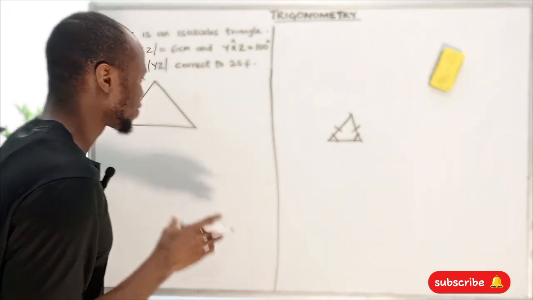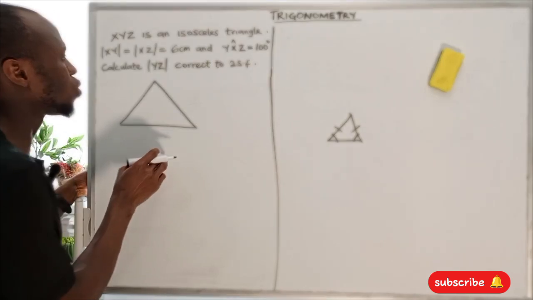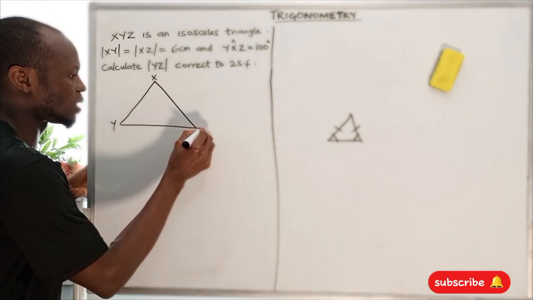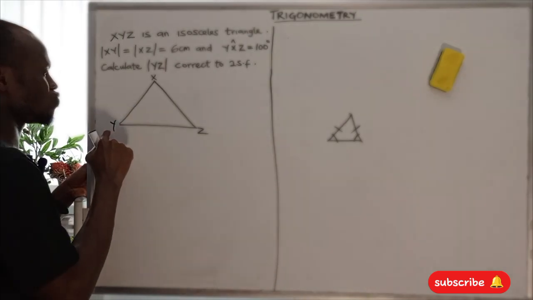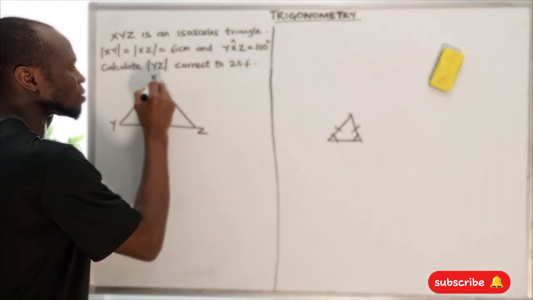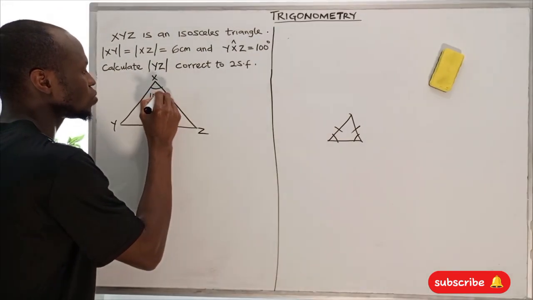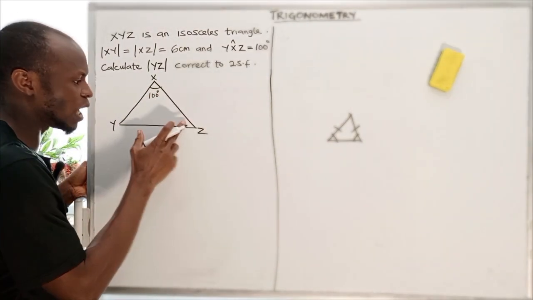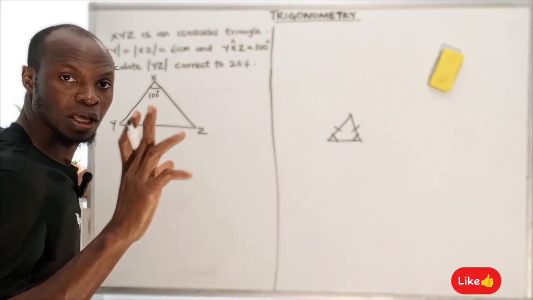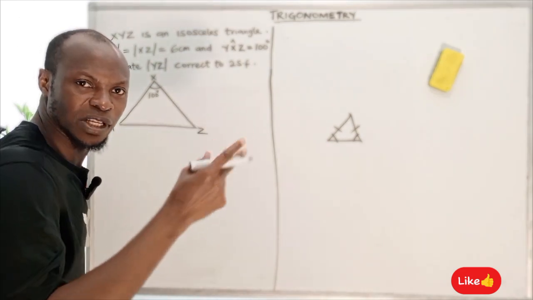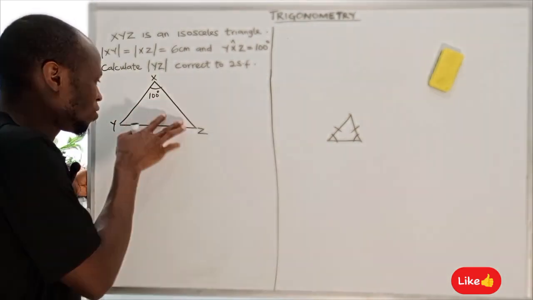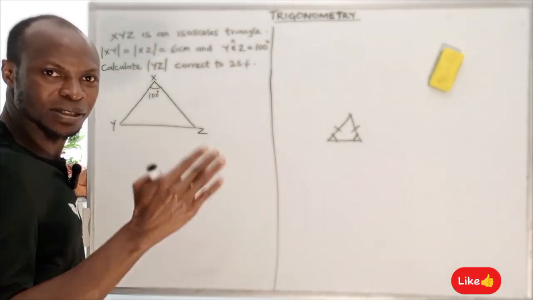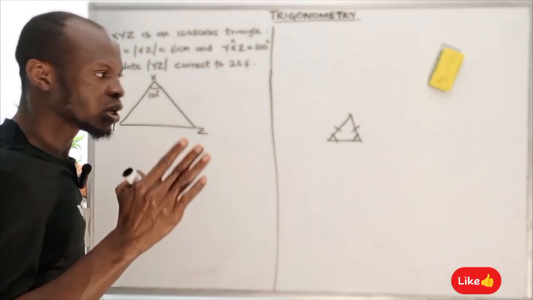All right. Now, in this triangle, let me name this triangle X, Y, Z. We're told that angle YXZ, which is this place, is equal to 100 degrees. Automatically, if this is 100 degrees, none of the angles will be 90 degrees, because the sum of angles in a triangle is 180 degrees. So none of it can be 90 degrees anymore. That shows that this triangle is not a right angle triangle.